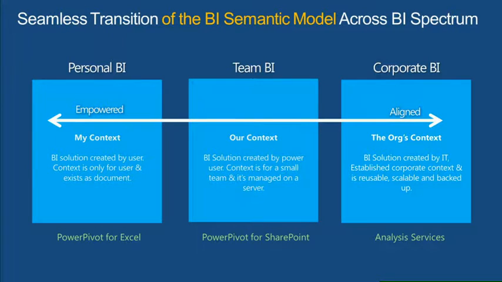So what we say is we have personal BI. If you have a problem that you need to solve on your own, which doesn't affect anyone else, we call that personal BI. It's your context. It's a BI solution created by one user, and the context is only for that user and exists as a document on the computer. But under the covers, he has a BI semantic model.